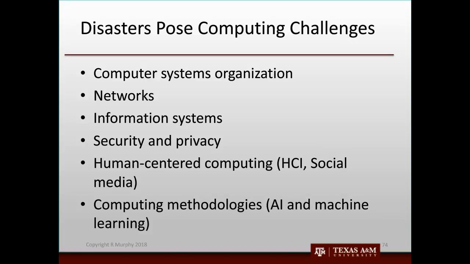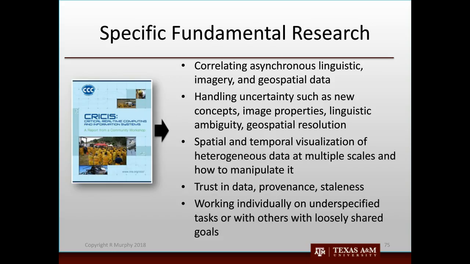And we've looked at human-centered computing, but a lot has been so focused on the citizenry and that humanitarian relief type of things, not on that initial first few days when these experts are having to deal with stuff. And computing methodologies, particularly AI and machine learning, again, very important. And we know this. 2012, the CCC did a big study and came up with fundamental research that still is what we need. The crisis report that you can get from the CCC, from their website.